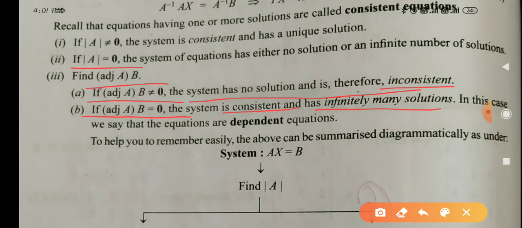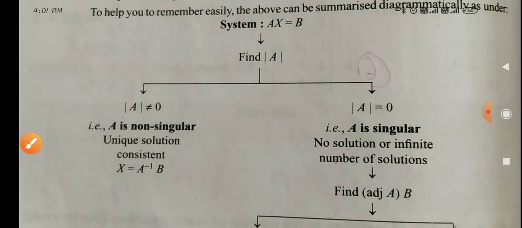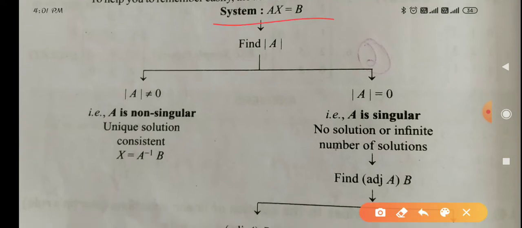So here a flowchart is there. You can see this flowchart. They are giving Ax equals B, after converting the given system in matrix form. Then determinant A you have to find. Determinant A is not equal to 0, so A is non-singular, means unique solution and system is consistent. If determinant A is equal to 0, then A is a singular matrix, no solution or infinitely many solutions.